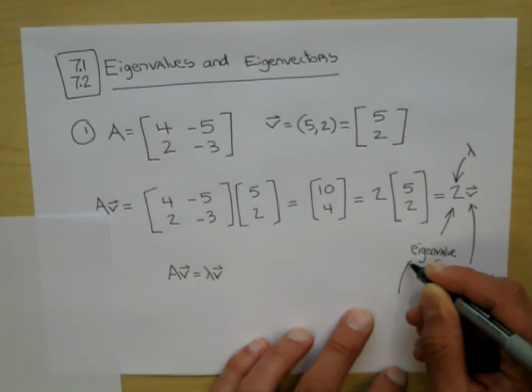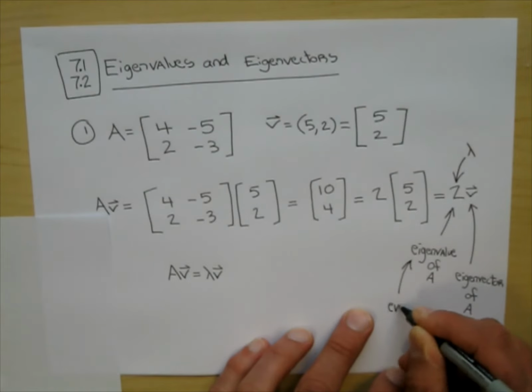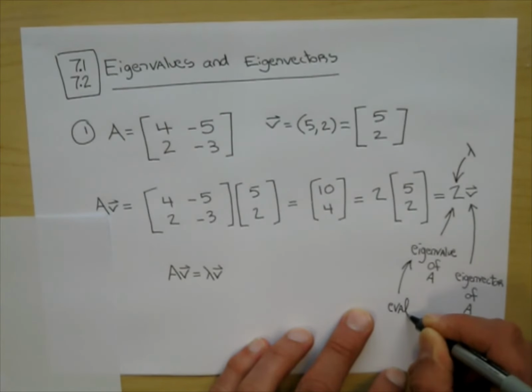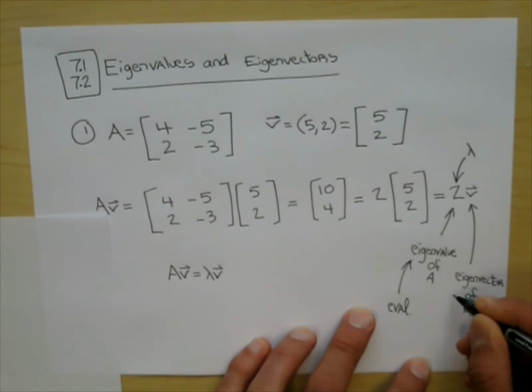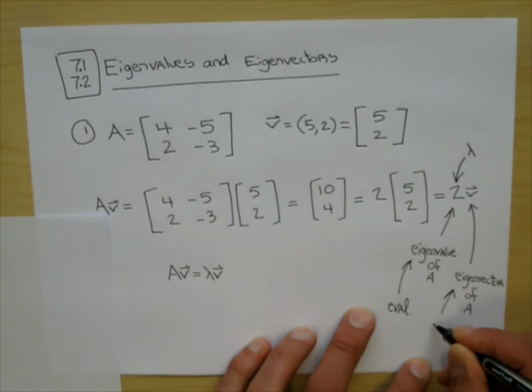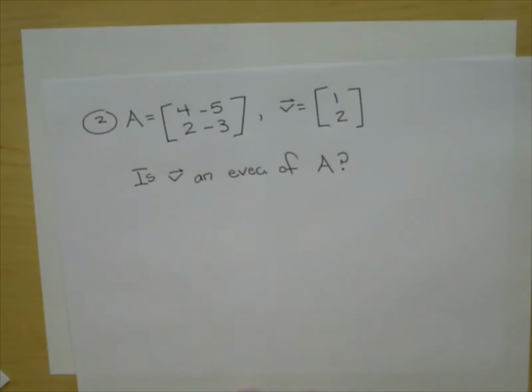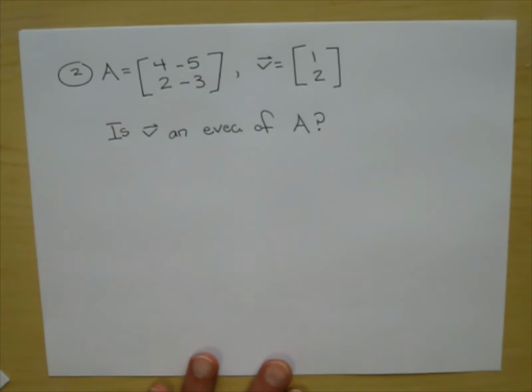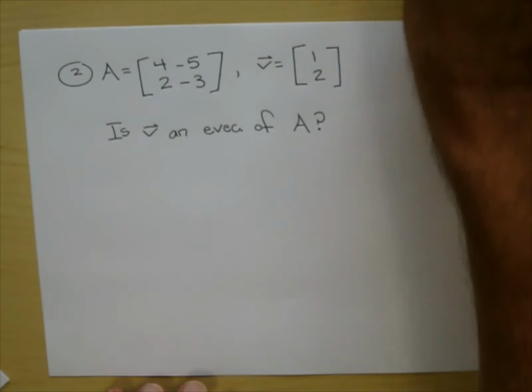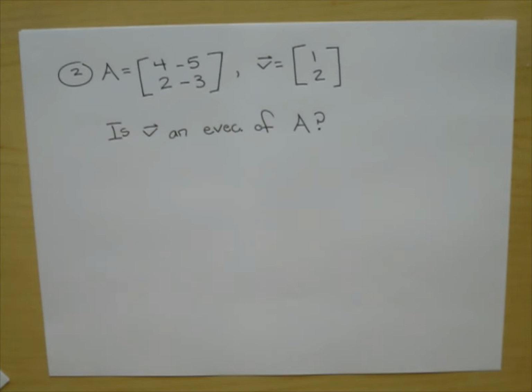Eigenvalue, I'll abbreviate it to eval. Okay, eigenvalue. And an eigenvector, I'll abbreviate to evec. Okay, I'll still call them eigenvalues and eigenvectors. So, is V an eigenvector of A? Now, how do we figure this out?